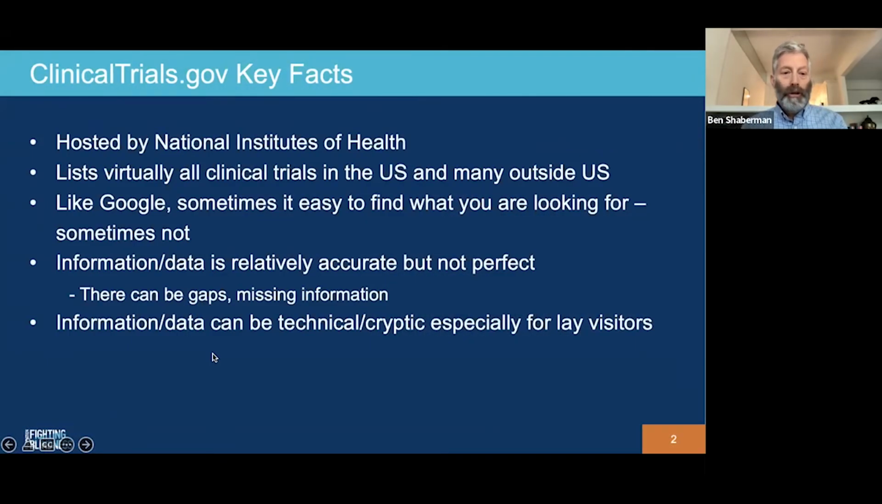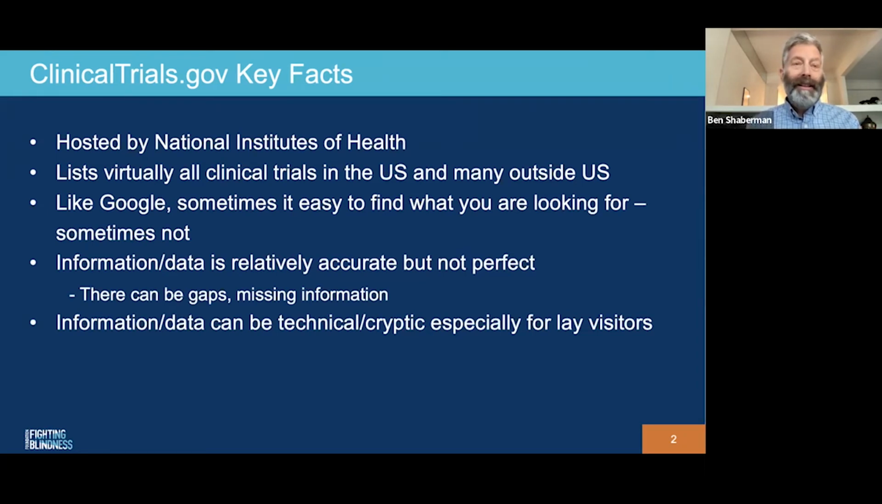So let's get started. So again, clinicaltrials.gov lists virtually all the clinical trials underway in the US and many outside the US for not only retinal diseases, which is what most of us are interested in, but really all diseases and conditions. And this site is hosted by the National Institutes of Health, NIH. So it's a publicly funded site ultimately. It's funded by US taxpayers.